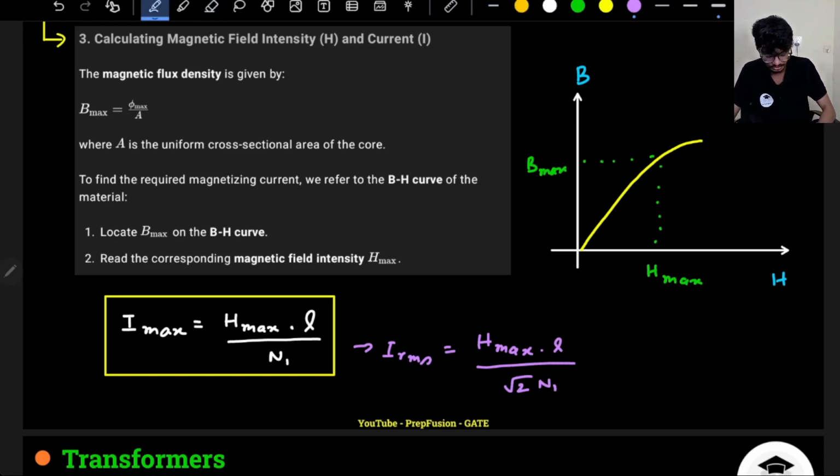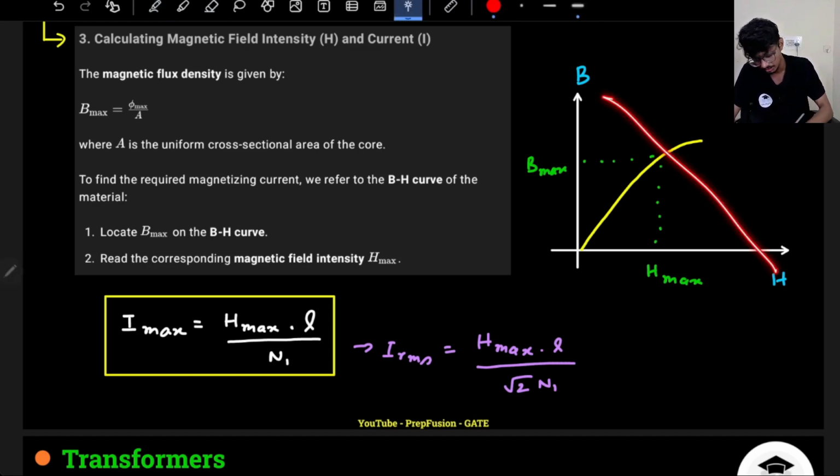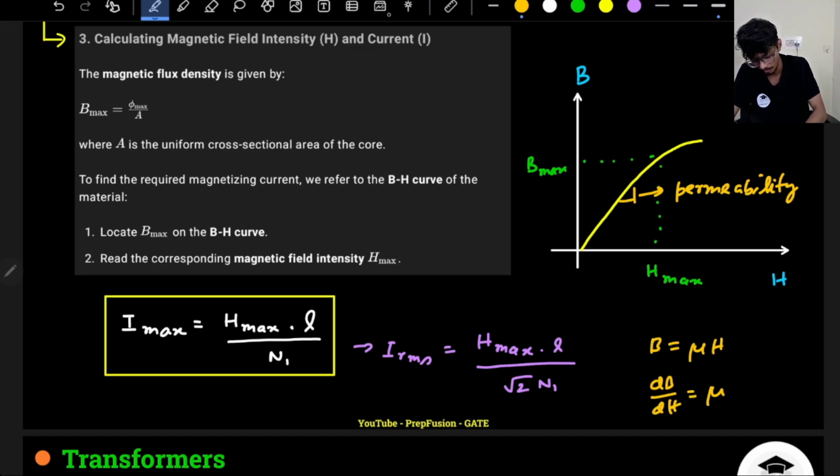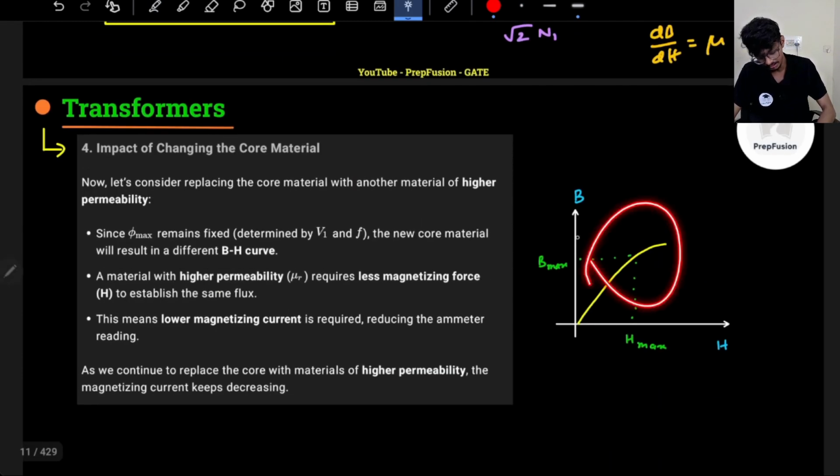In the previous lecture, I forgot if I mentioned in chapter 0 that this is my BH curve, and in the BH curve the slope represents the permeability. If you remember, B is equal to mu into H. So if I do dB upon dH, that will give me mu only. That is the slope basically. The slope of this graph will give me the permeability, same as y equals mx. Now if I keep on changing the material, what will happen?